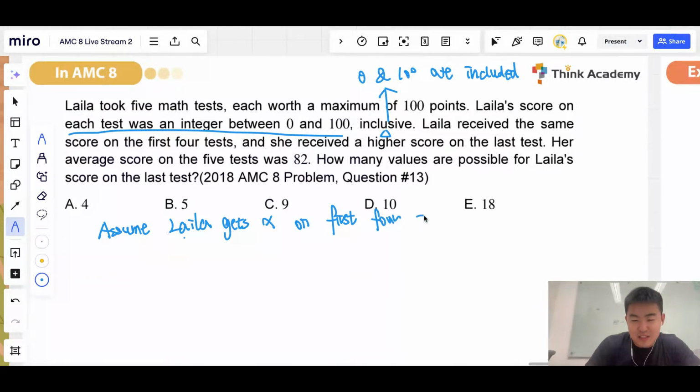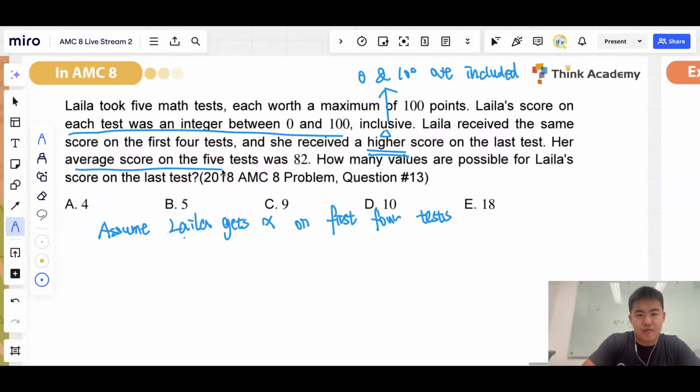Okay, since the first score, now we have 4x. Good. And she received a higher score on the last test. Unlike the first problem, which said lower, this time she makes an improvement. It's a higher score. Her average score on the first 5 tests was 82. How many possible values are there for Layla's scores on the last test?